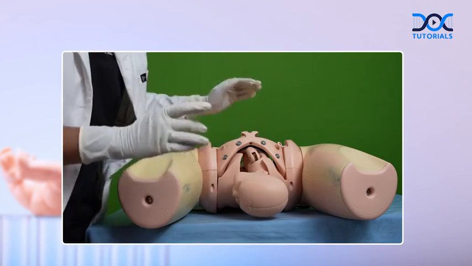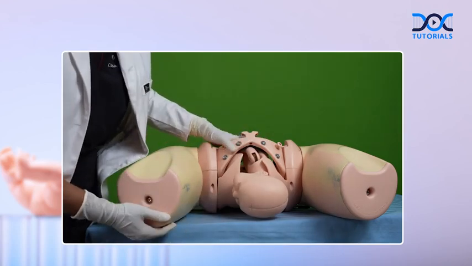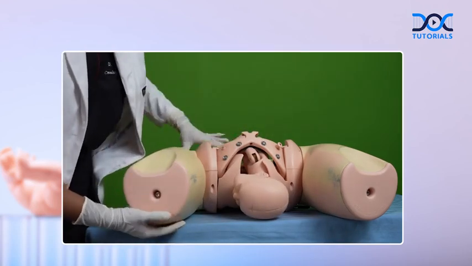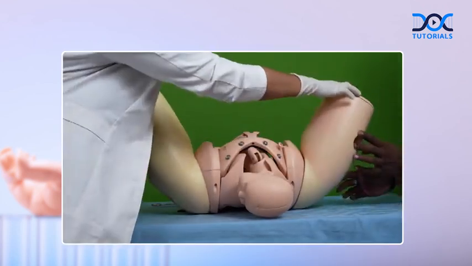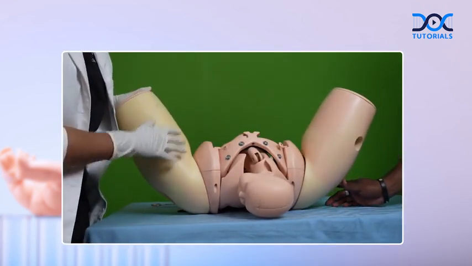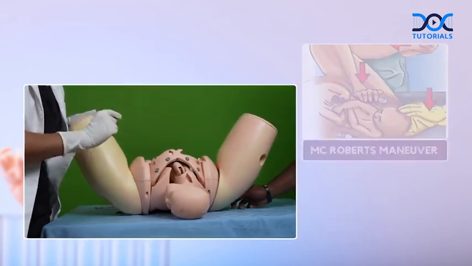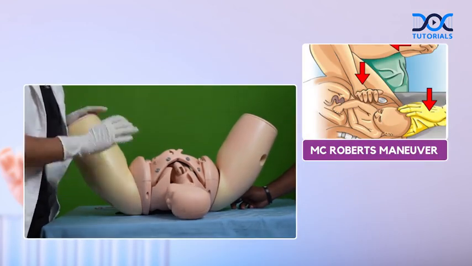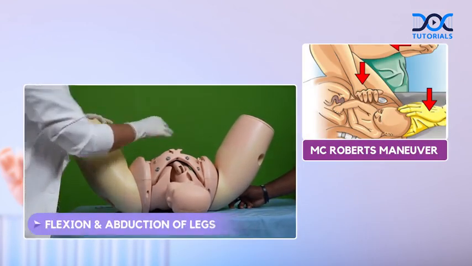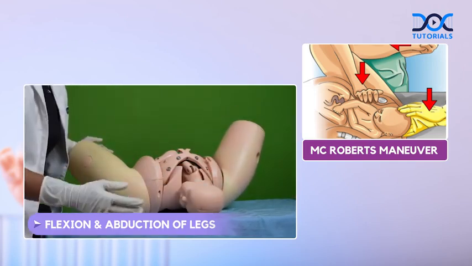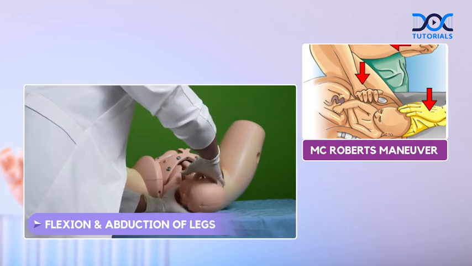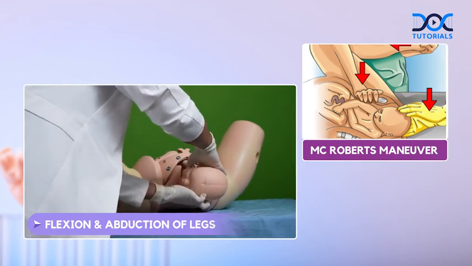What will you do? Immediately ask the woman to flex and abduct the leg. You'll ask the woman to flex and abduct both the legs. Flexion and abduction of the leg. This maneuver is known as the McRoberts maneuver. Very important. Immediately ask the patient to flex and abduct the leg completely over the abdomen, known as the McRoberts maneuver. Again, you are going to give a simple, gentle traction and try to deliver the head.